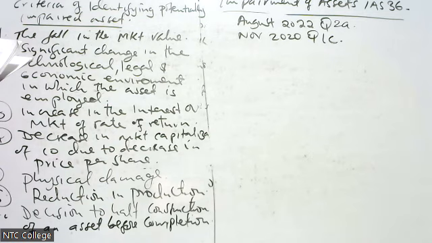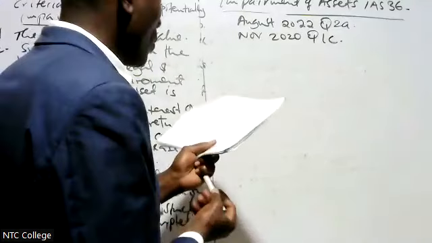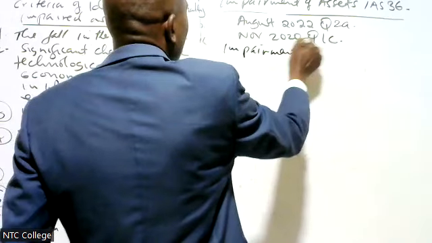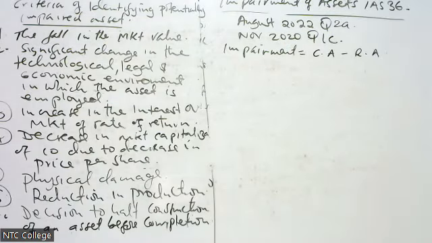Now, the examiner here is saying, using computations, can you account for the impairment? The question of ACAS 2022. Let's begin with ACAS 2022. We said that impairment equals carrying amount minus recoverable amount. That is impairment.